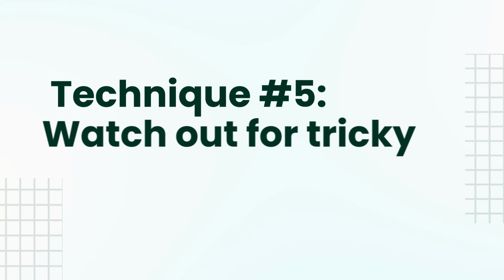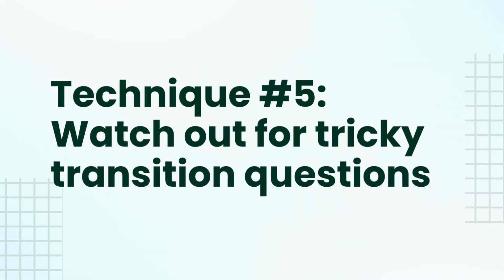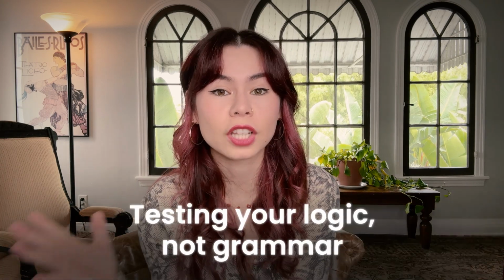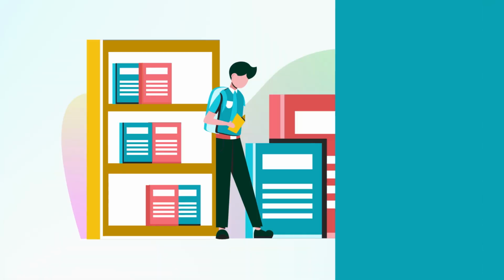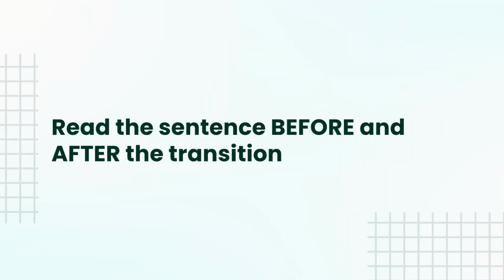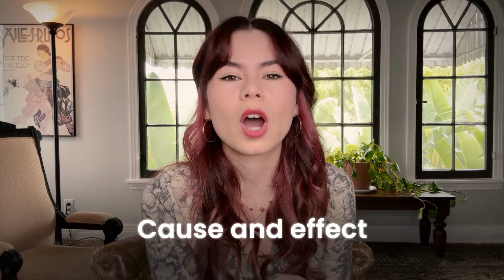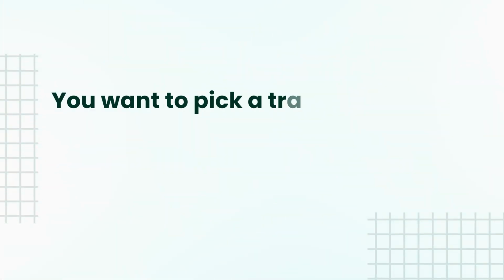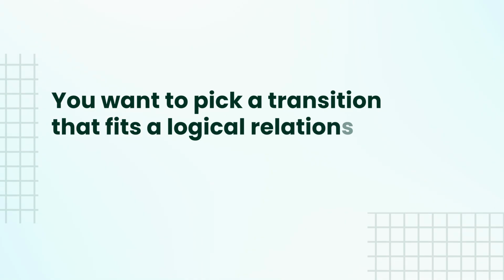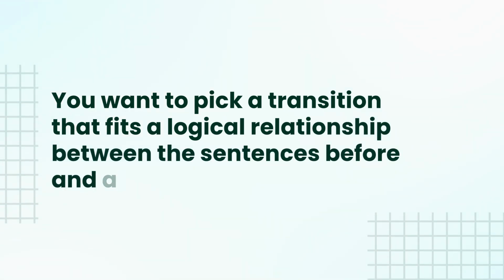Technique number 5, watch out for those tricky transition questions. Transition questions are often testing your logic, not grammar. So I want you to read the sentence before and after the transition and ask yourself, is this contrast, continuation, or cause and effect? You want to pick a transition that fits a logical relationship between the sentences before and after. Do not just choose what you think sounds nice.